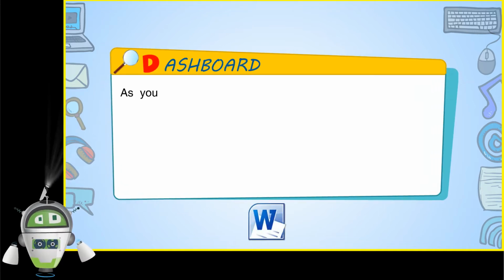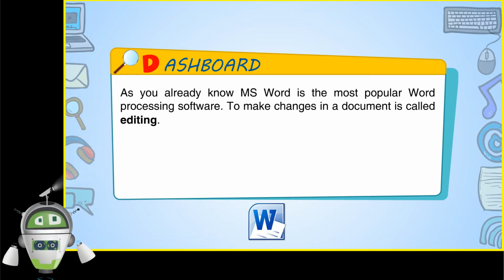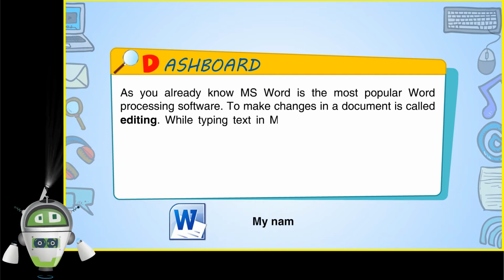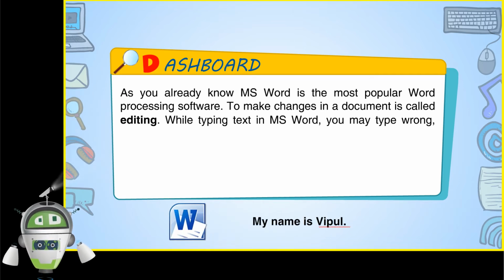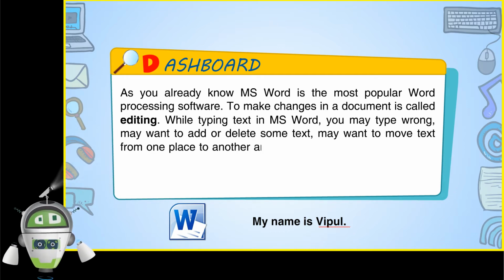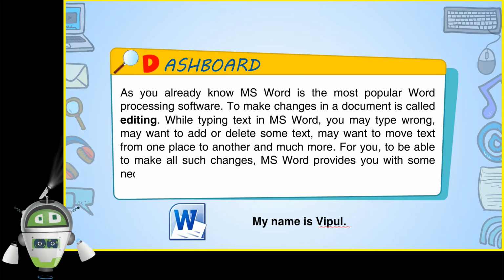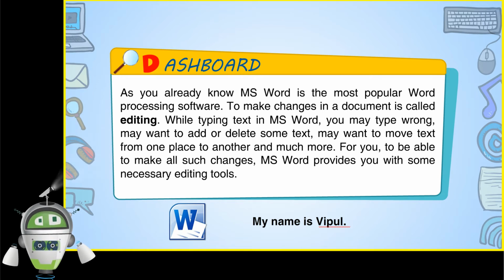As you already know, MS Word is the most popular word processing software. To make changes in a document is called editing. While typing text in MS Word, you may type wrong, may want to add or delete some text, may want to move text from one place to another, and much more. For you to be able to make all such changes, MS Word provides you with some necessary editing tools.